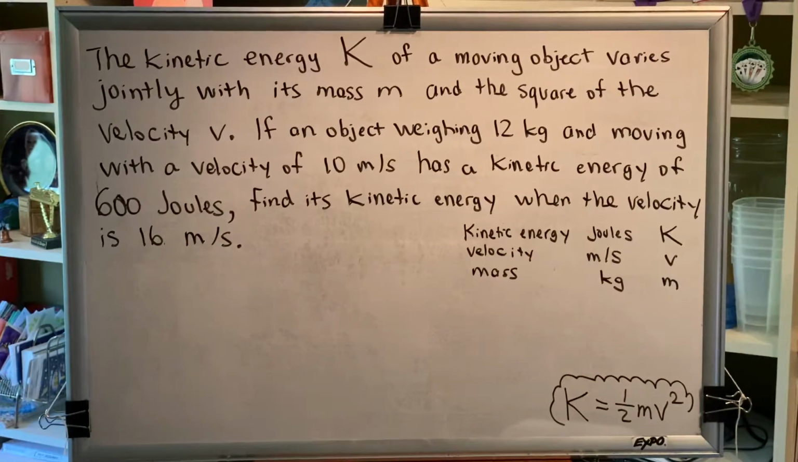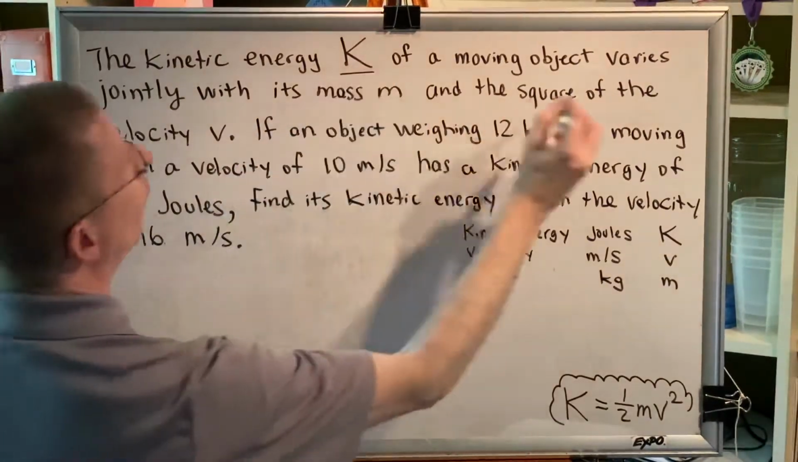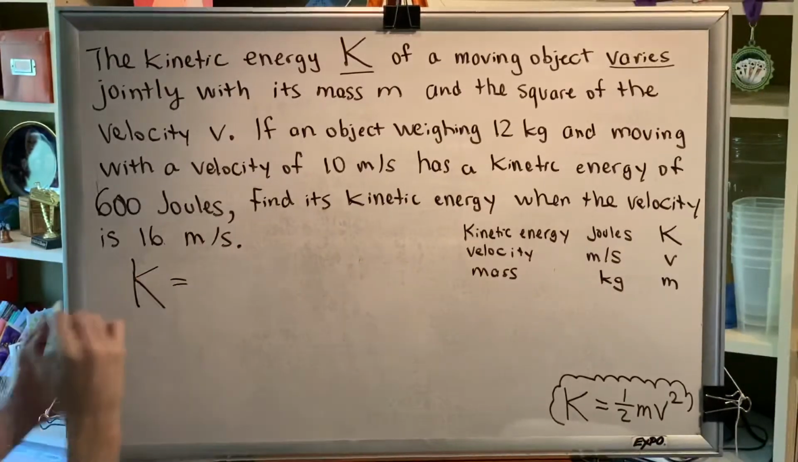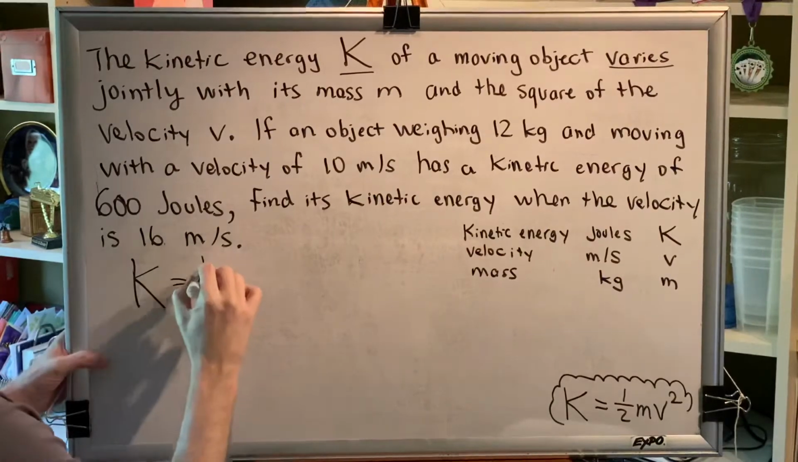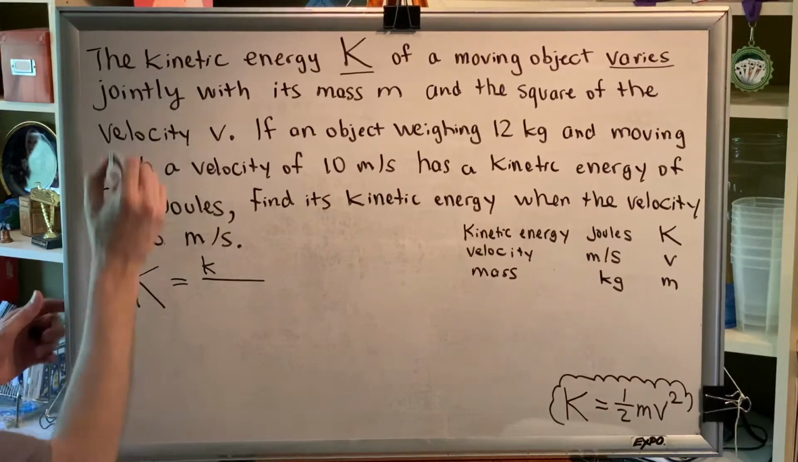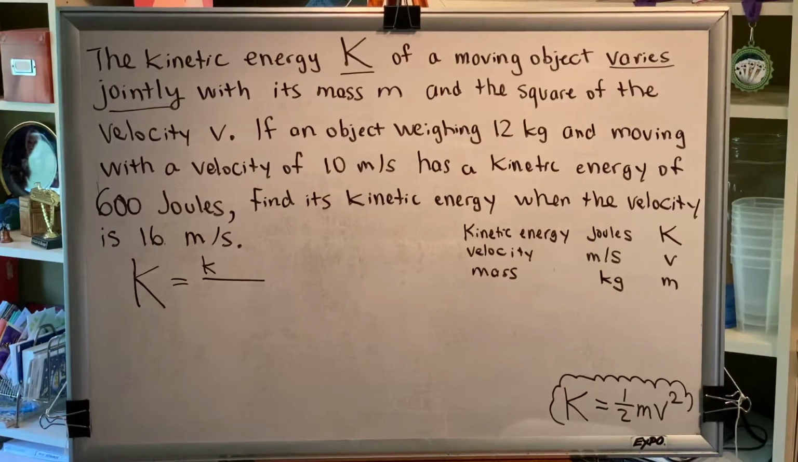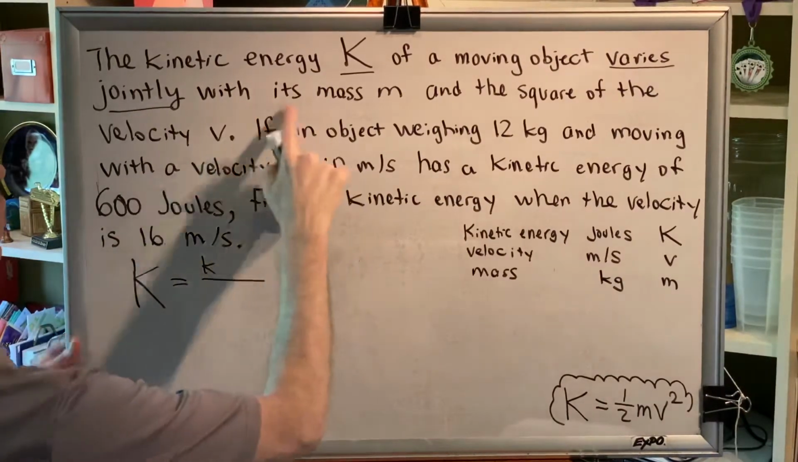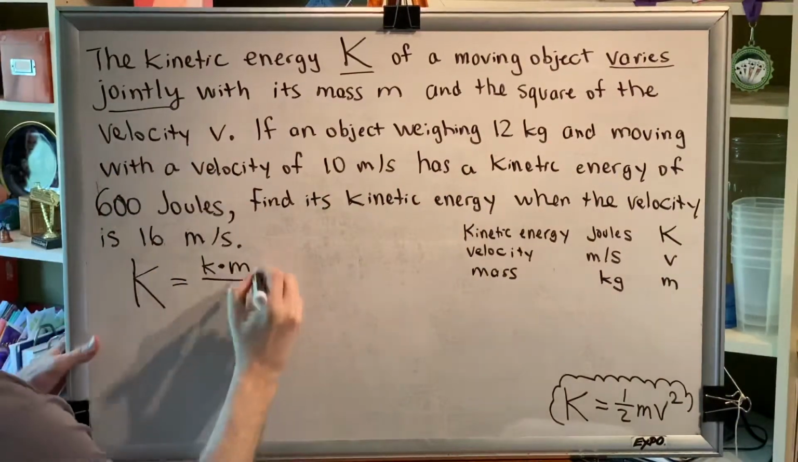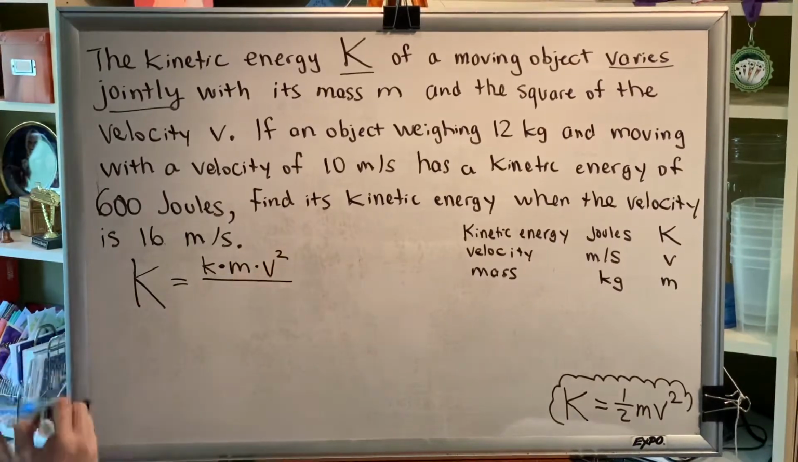Step 1, identifying what's doing the varying. It says the kinetic energy, K, of a moving object varies jointly. K varies jointly, so we start by writing capital K equals. Step 2, put a lowercase k in the numerator of a fraction. Step 3, identify the ly word: directly, inversely, jointly. In this problem it says jointly, which means we're expecting two or more things to follow. The first is mass m, so that goes in the numerator. The second is the square of the velocity, so v squared will also go in the numerator.